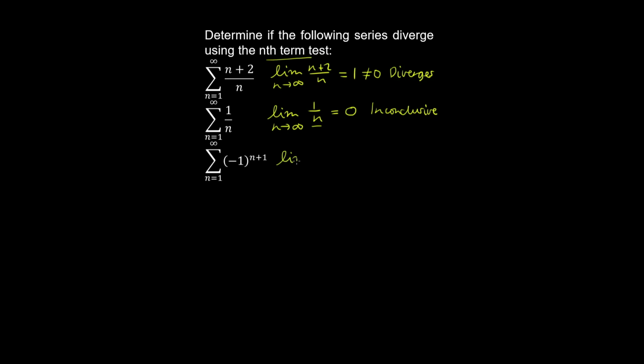Now for the final series, this sequence keeps oscillating from 1 to -1, so the limit does not exist, and the series diverges.